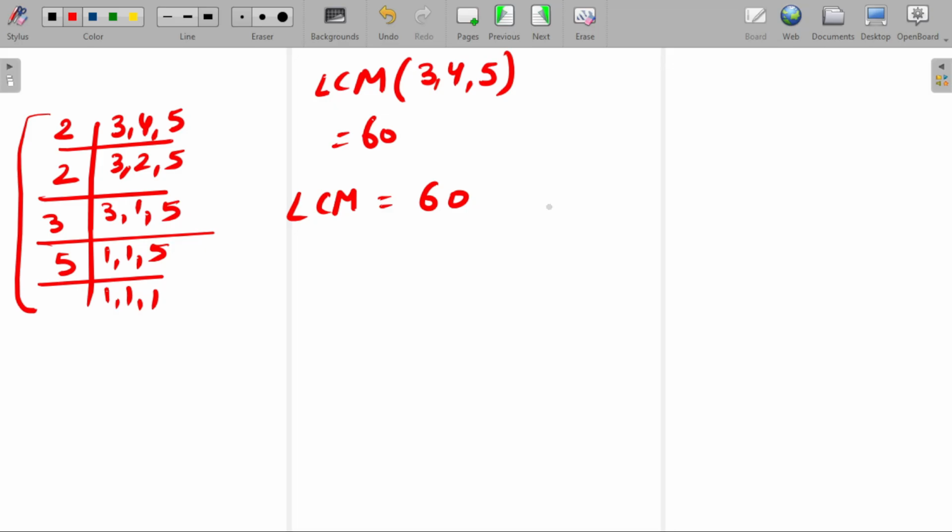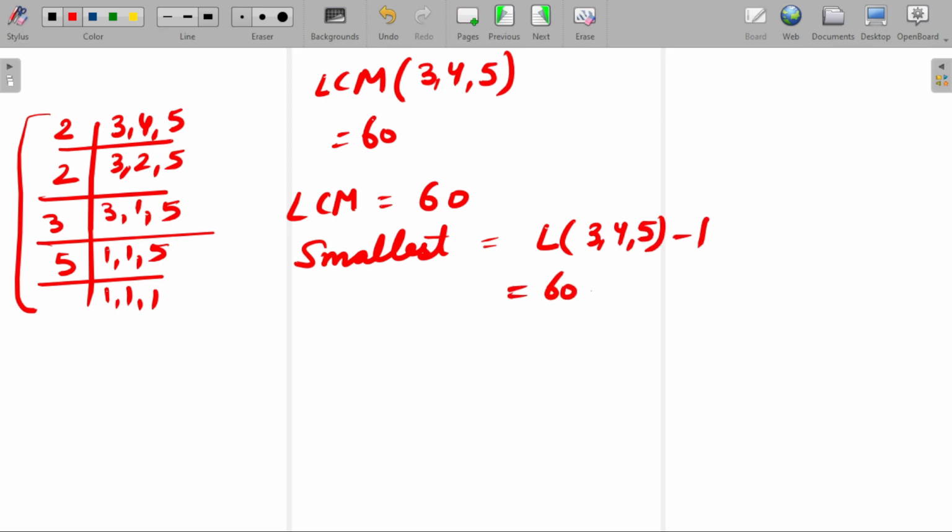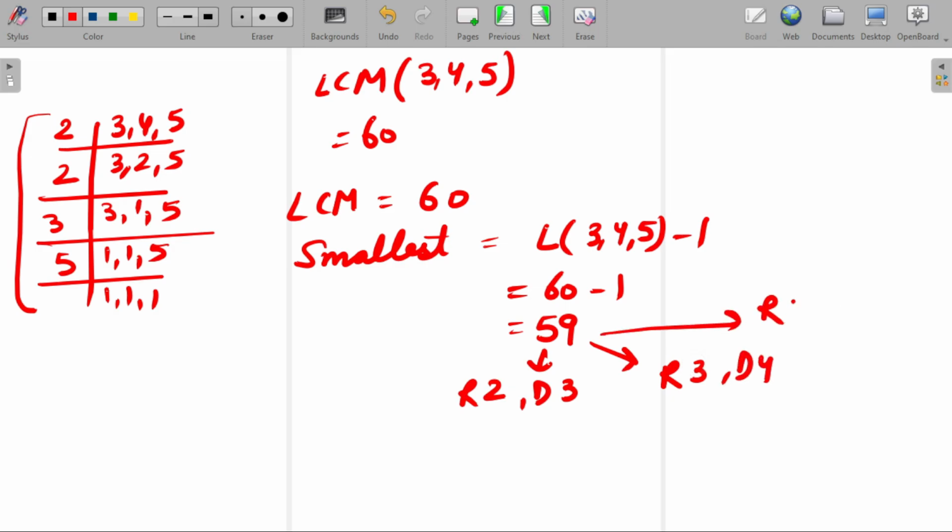And this is the formula to find the smallest number which leaves these remainders when divided by these numbers differently: it will be the LCM of these numbers minus 1. 60 minus 1, which is 59. So 59 is the smallest number that leaves the remainder 2 when divided by 3, remainder 3 when divided by 4, and remainder 4 when divided by 5. This is the smallest such number, and this is a trick.